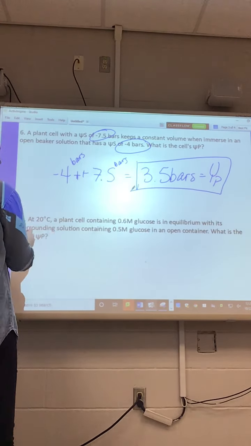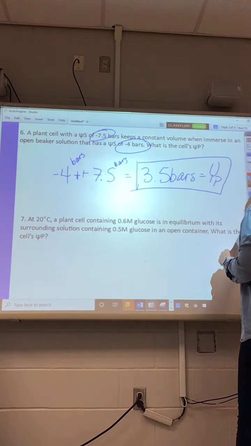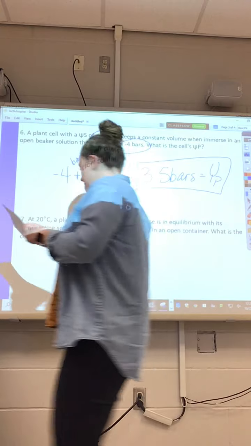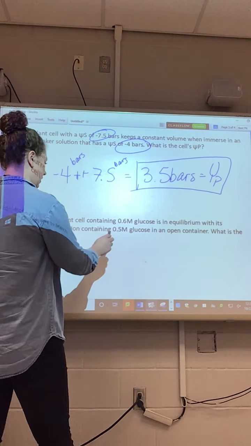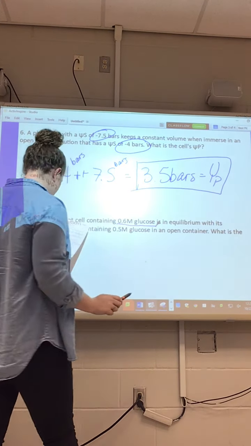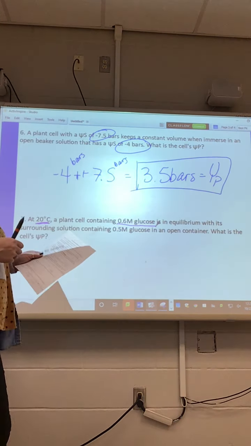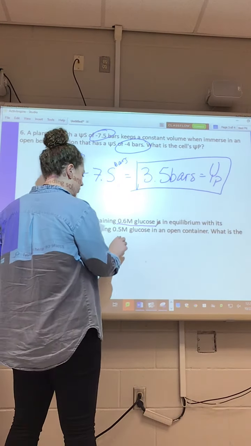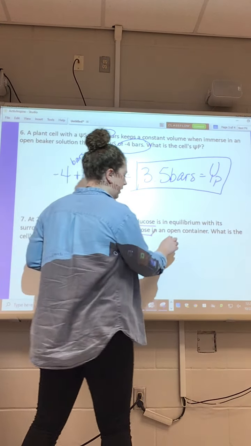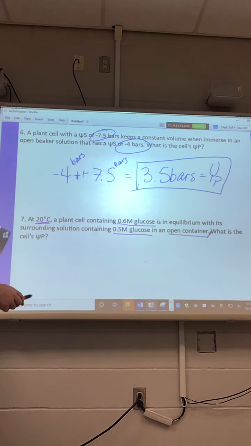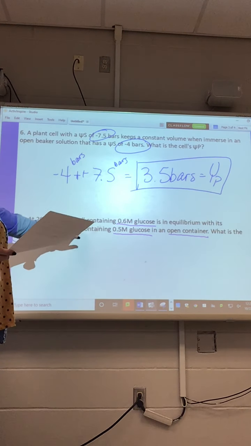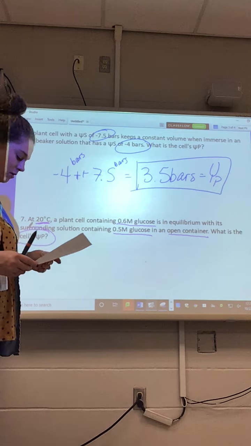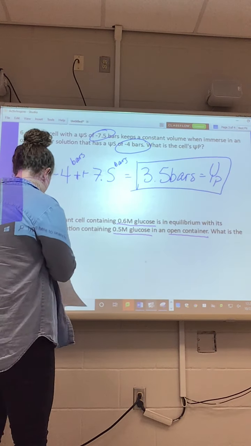All right, let me just change my words. All right, at 20 degrees Celsius, a plant cell containing 0.6 molar glucose is in equilibrium with its surrounding solution containing 0.5 molar glucose in an open container. What is the cell's pressure potential? So our ultimate answer is going to be the cell's pressure potential. So we have more information for the solution than we do for the cell, so we're going to do the math for the solution first.